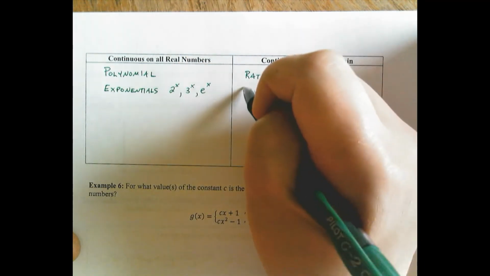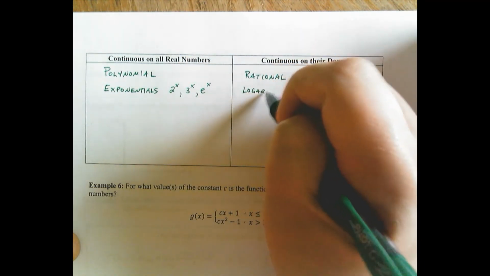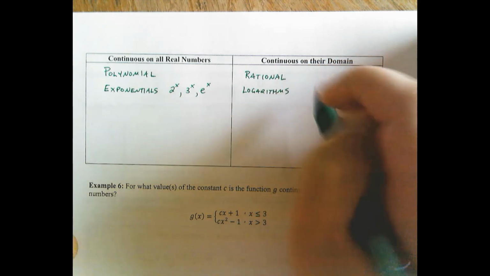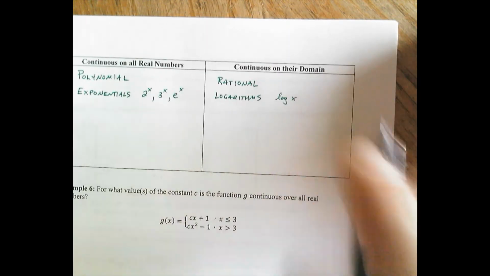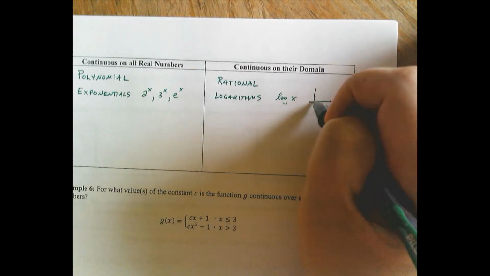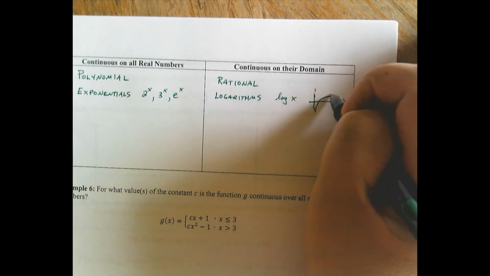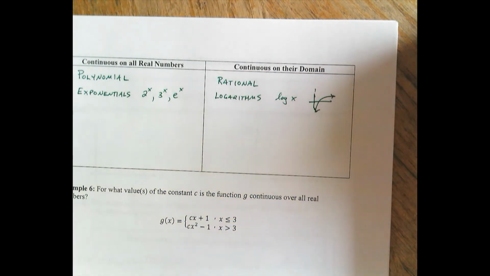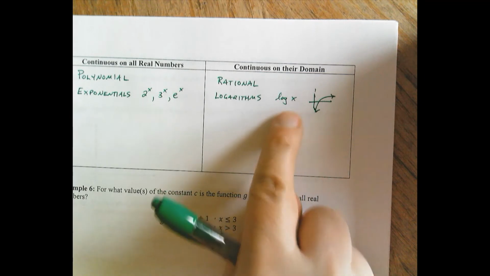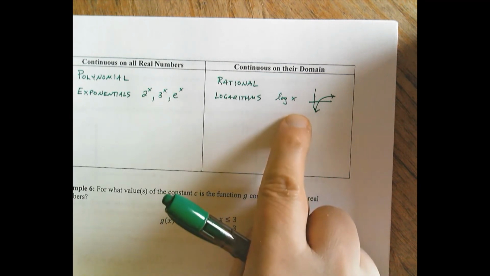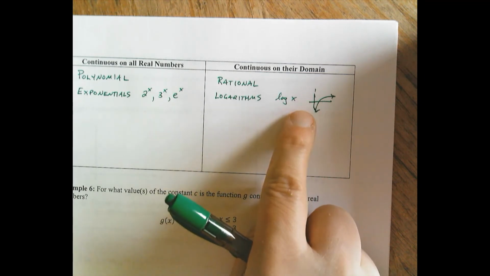Logarithms are continuous on their domain. And if you think about a log function, graphically we have a vertical asymptote that the function approaches closely. So that's why it doesn't exist over here in the negative area, and so we can't say it's continuous at negative numbers.